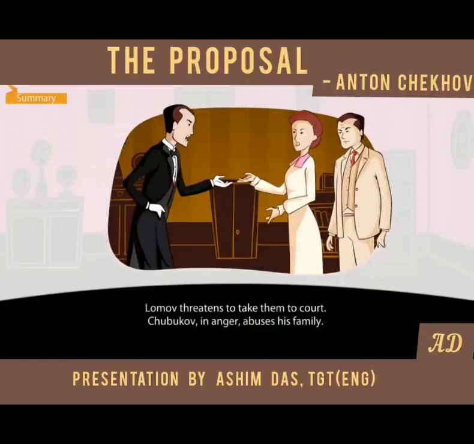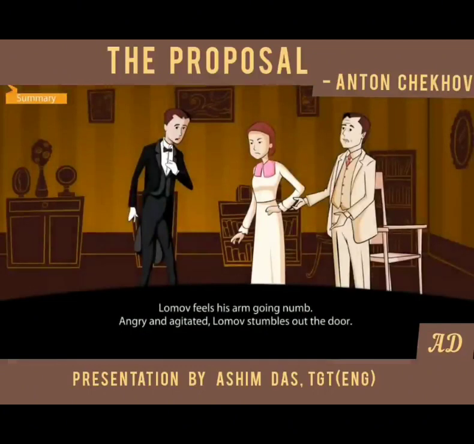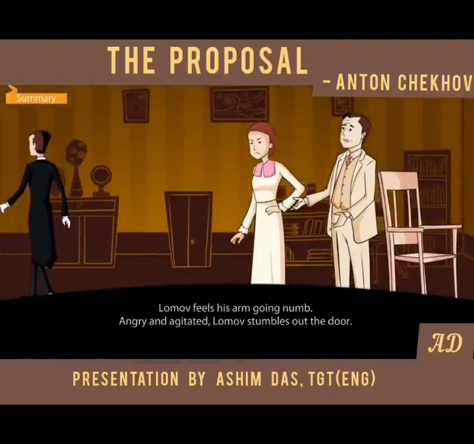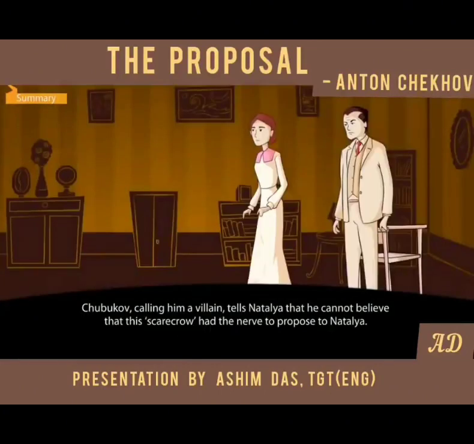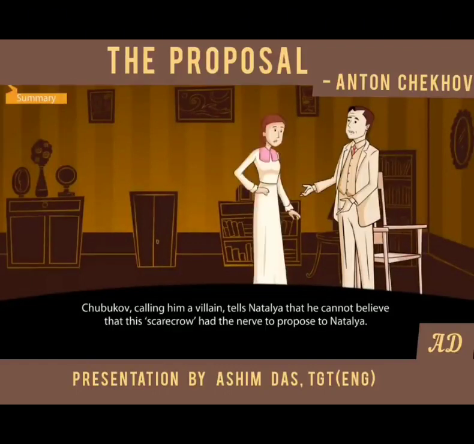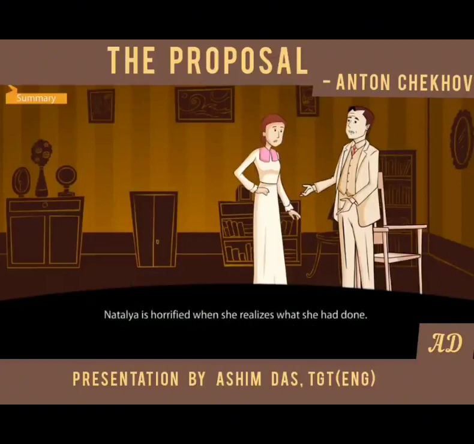Chubukov, in anger, abuses his family. Lomov feels his arm going numb. Angry and agitated, Lomov stumbles out the door. Chubukov, calling him a villain, tells Natalia that he cannot believe that this scarecrow had the nerve to propose to Natalia. Natalia is horrified when she realizes what she had done.